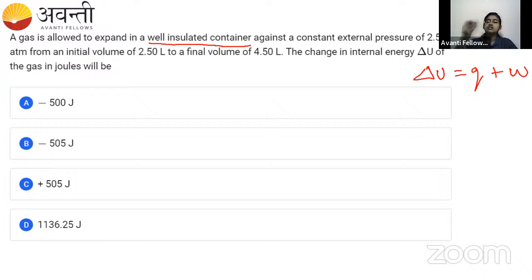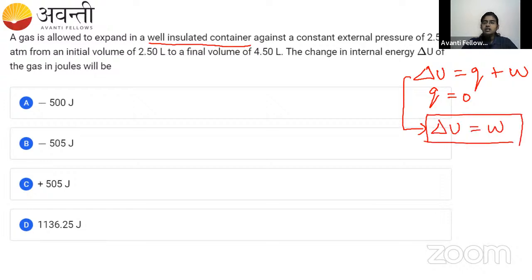Insulated means there is no heat exchange between the system and the surrounding. So in that case, Q will be equal to 0. So this equation becomes delta U is equal to W. So if we find out the work done, that will be equal to delta U. Right. So what is the work done? How to find out the work done?